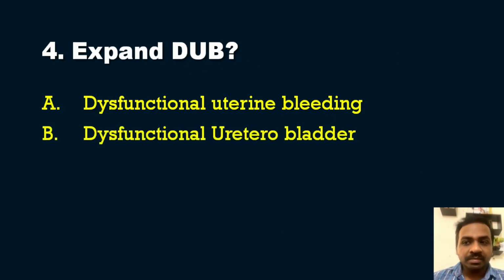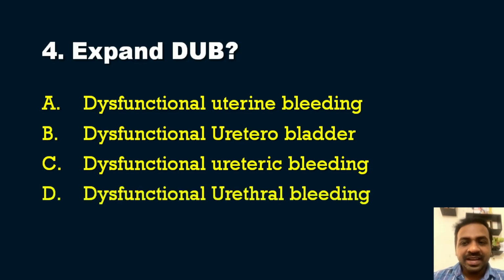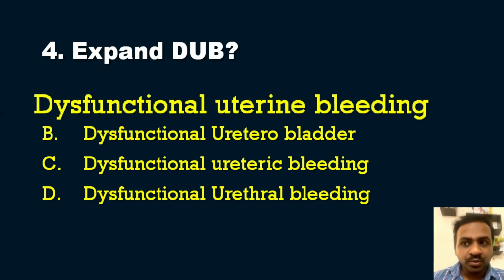Then option number B, dysfunctional ureterobladder. Then option number C, dysfunctional ureteric bleeding. And option number D, dysfunctional urethral bleeding. So maybe slightly confusing, but this is a very common term that you have learned in a particular subject. So the answer for this question is DUB stands for dysfunctional uterine bleeding.